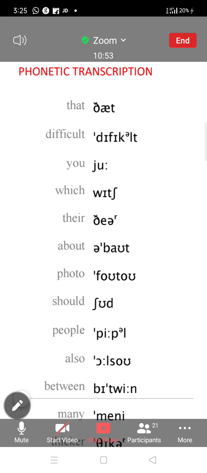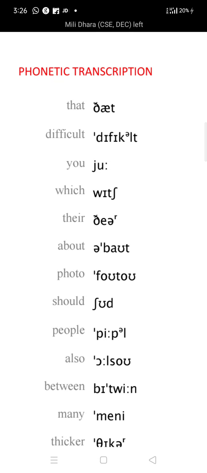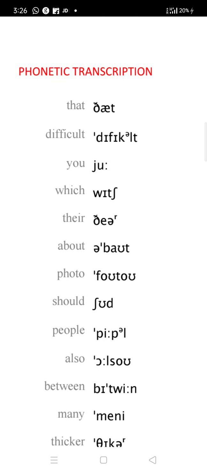Let's move on. Next word is you. This is very simple. There is only one sound used here. There is a diphthong. I hope all of you can identify the sound. You. Okay. There is only one sound, and this one is a diphthong.